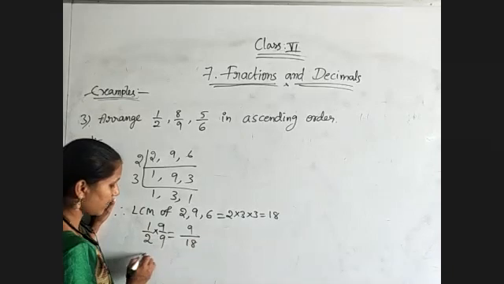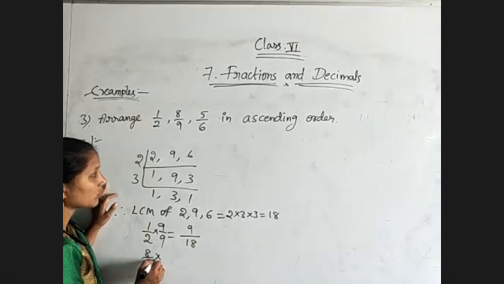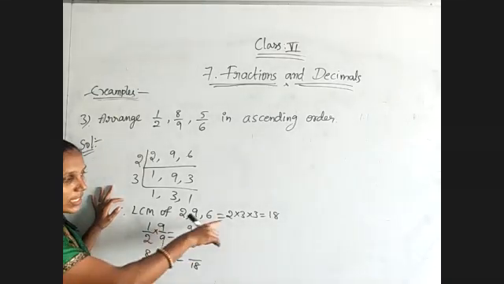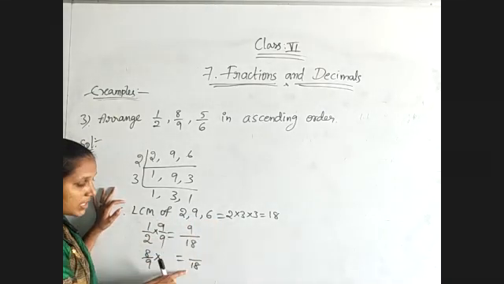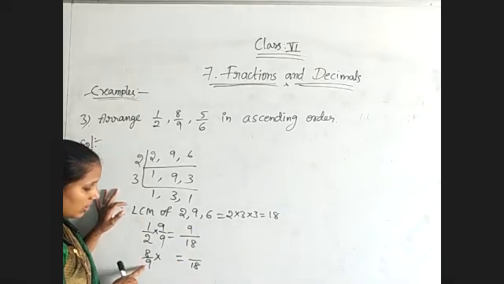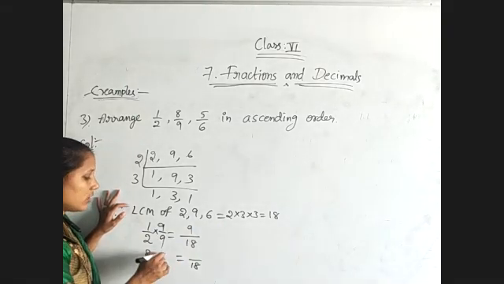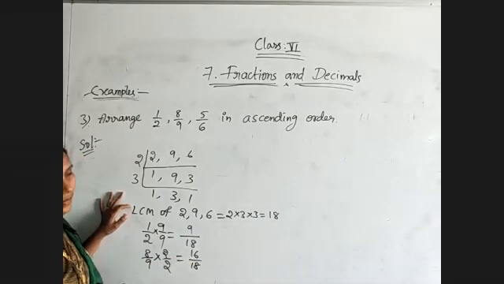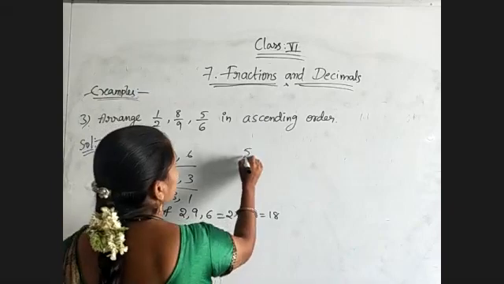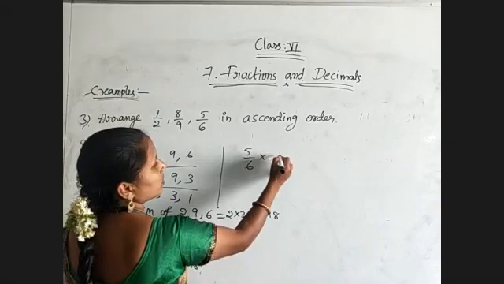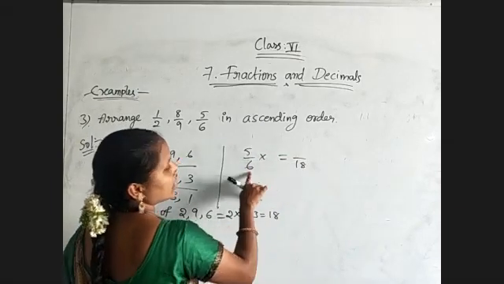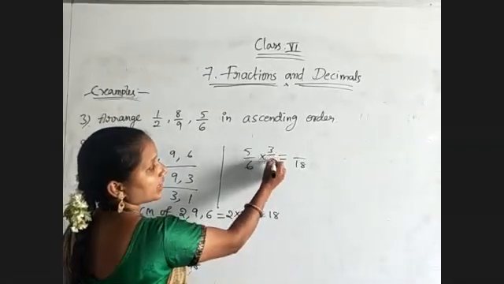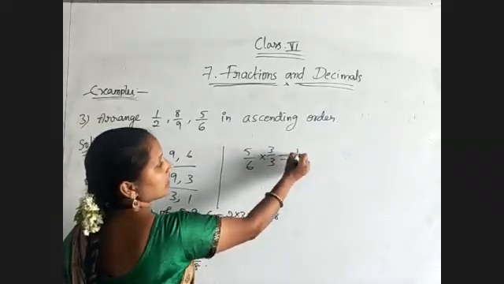Then coming to the second fraction, that is 8 by 9, the denominator compulsorily we need to get 18 only, because the LCM, least common multiple, of these three numbers is 18. Now in the 9 table when you get 18, that is 2 by 2. So 8 twos are 16 by 18. Coming to the third fraction, that is 5 by 6, in the 6 table when you get 18, we must check the denominators only. 6 threes are 18, so 3 by 3. That is 5 threes are 15 by 18.